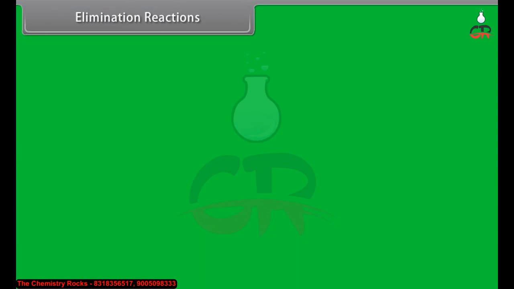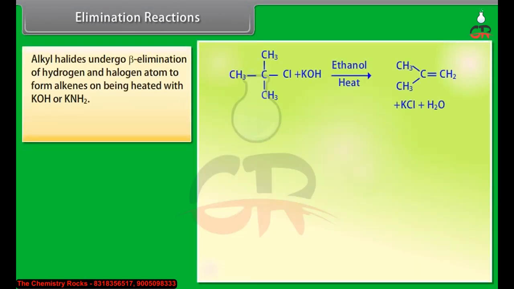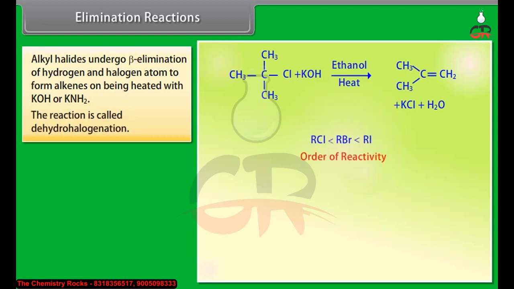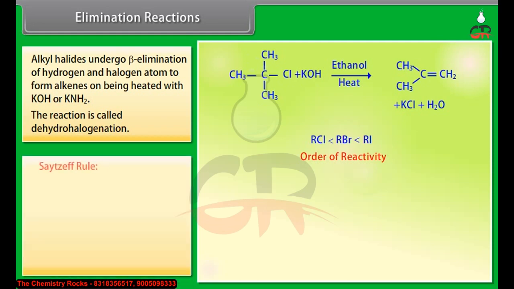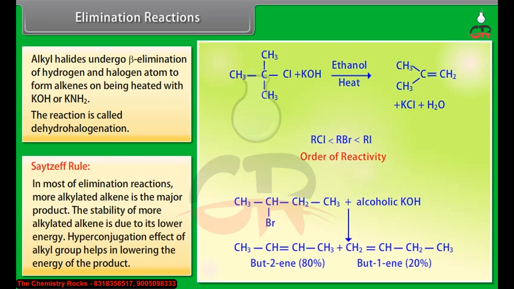Elimination reactions. Alkyl halides undergo beta elimination of hydrogen and halogen atom to form alkenes on being heated with KOH or KNH2. The reaction is called dehydrohalogenation. Saytzeff rule. In most elimination reactions, the more alkylated alkene is the major product. The stability of the more alkylated alkene is due to its lower energy. The hyperconjugation effect of alkyl groups helps in lowering the energy of the product.